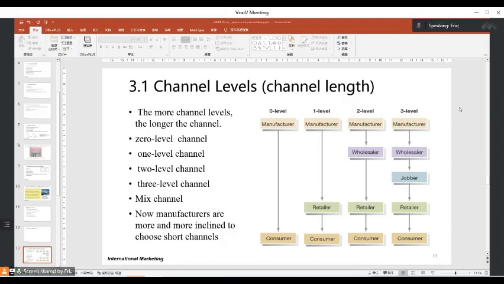About the channel, we can just use the figure to talk about it. Okay, about this figure, we find that if you are a manufacturer or a company, you produce a product, you can directly sell the product to the customer. Okay, we call it zero level channel. That means there is no agent, no delivery agent. You just sell the product directly to the customer.